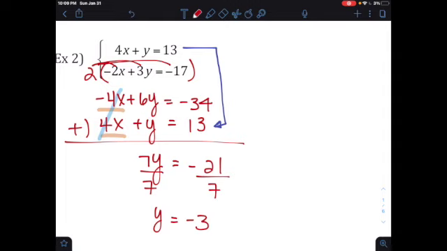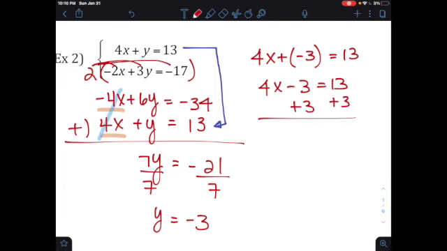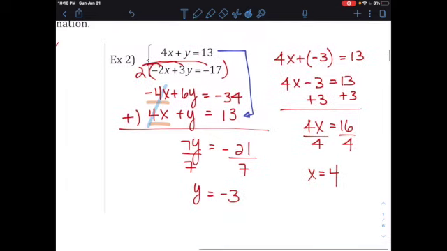That's going to be the original equation, and that's going to be 4x plus a negative 3. I would like you to put it down properly, equals 13. So 4x minus 3 equals 13, plus 3 plus 3, and then 4x equals 16. Divide by 4 on both sides, x will equal 4. And then if you double check, they totally match up.